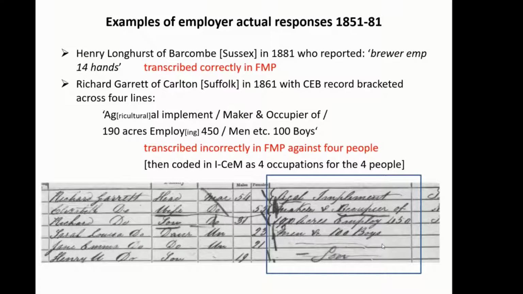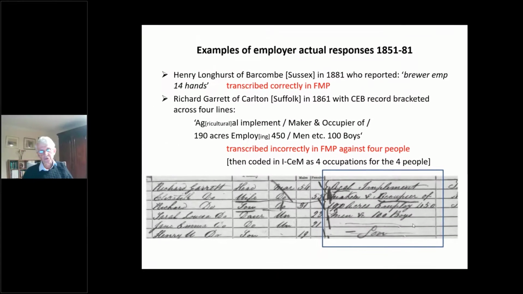Richard Garrett, the actual employer, just comes out as an agricultural implement. His wife, Elizabeth, is a maker and occupier of, and Richard, the son, has the acres and the 450, and employing the 450, and his daughter Sarah gets the men and 100 boys. It becomes incomprehensible. So a lot of the work that we've had to do is to join all this back together again and to attribute it to the right people.